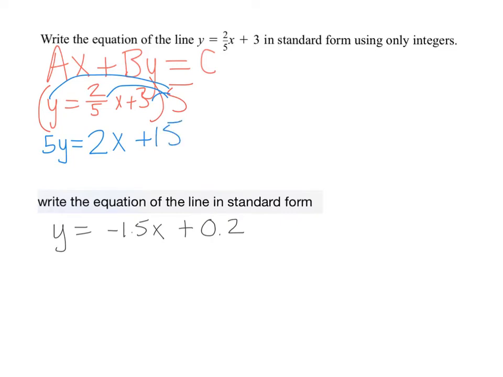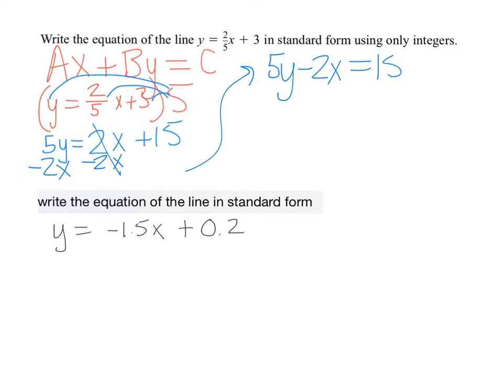Okay, now that I've eliminated my fractions, I'm going to go ahead and rewrite my equation so that my x's and my y's are both on the left side. Okay, and the constant should stay on the right. So here my constant is 15. I need to move the 2x to the opposite side. So to do that, it's a positive 2x, I'm going to subtract 2x. So I'm just going to write this over here. So I end up with 5y minus 2x is equal to 15.